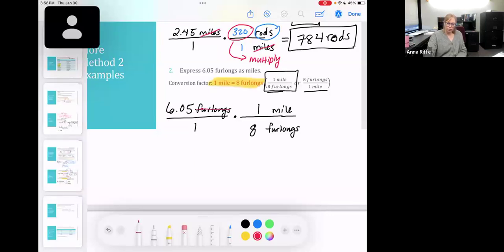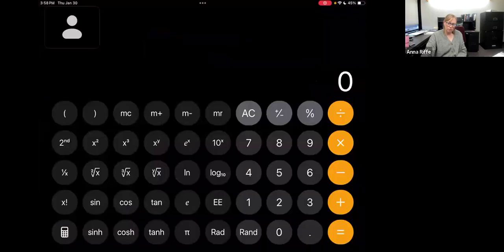And now I can note that my furlongs will cancel. I have them on top and bottom. Finally, I can note that the 8 is in the denominator. Therefore, I'm going to divide 6.05 by 8 to get my solution. Let's do that. 6.05 divided by 8.